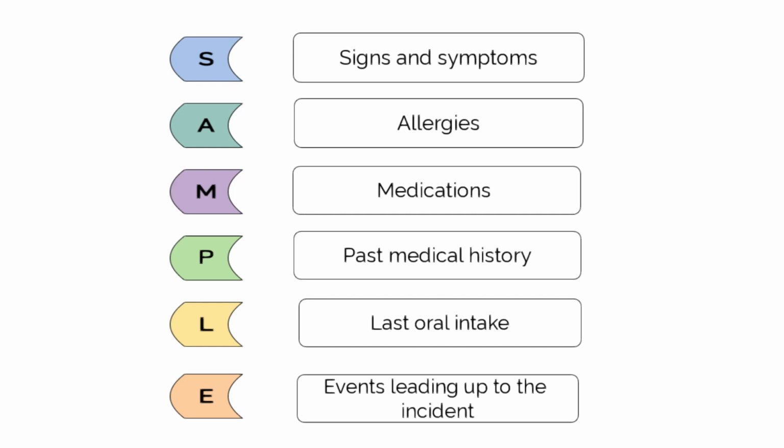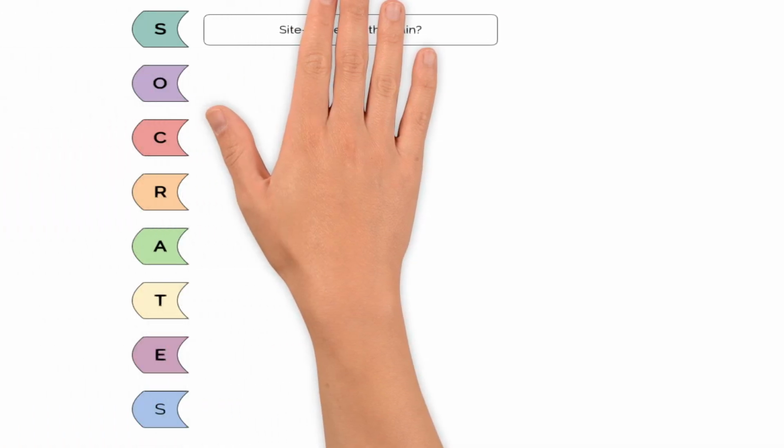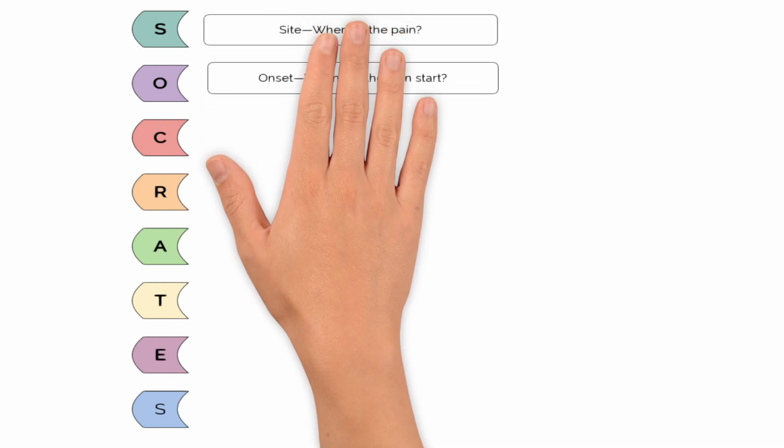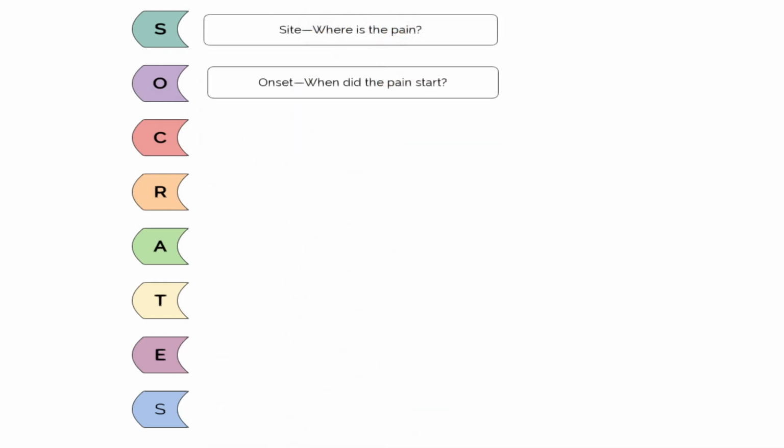For a structured approach to assessing a patient's pain, the SOCRATES method is a useful acronym to use. SOCRATES stands for Site of the pain. Where is the pain located? Onset. When did the pain start? Was it sudden or gradual?